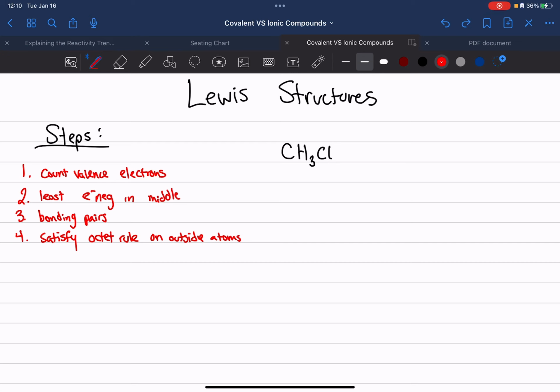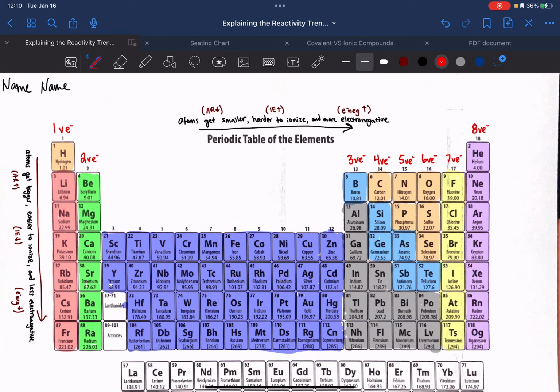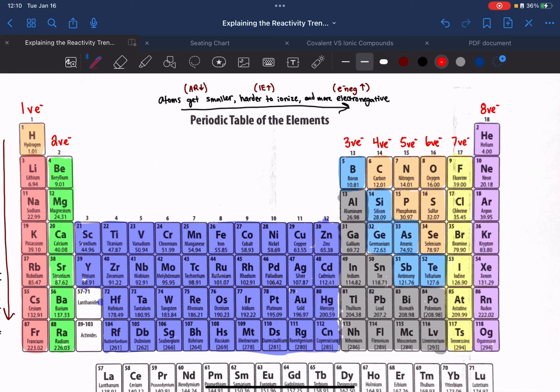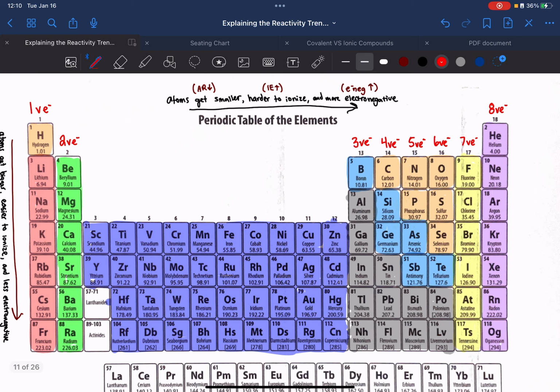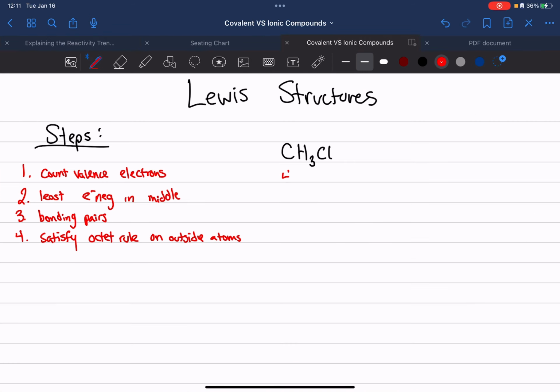All right, so the first step is to count up the valence electrons that are in this molecule. So we need to look at our periodic table to figure out how many valence electrons each atom has, and then we can add those up to get the total valence electrons for our molecule. Make sure you have these valence electrons labeled on your periodic table so that you can use it as a reference. So carbon has 4 valence electrons. To that, I'm going to add 1 for each hydrogen, so that's 1 times 3, and chlorine has 7, so that's 4 plus 3 plus 7, that's going to be 14 total valence electrons in this molecule.